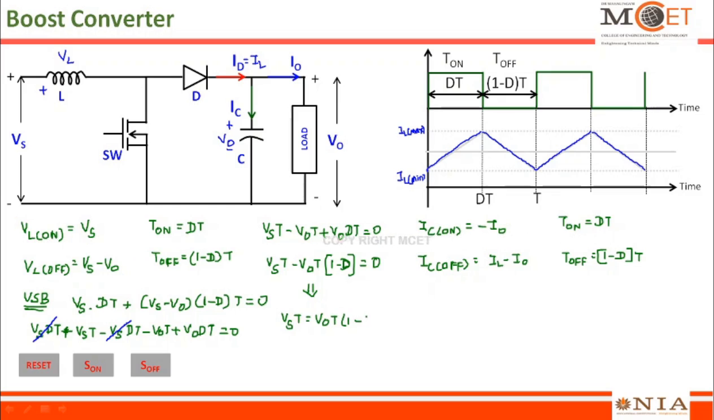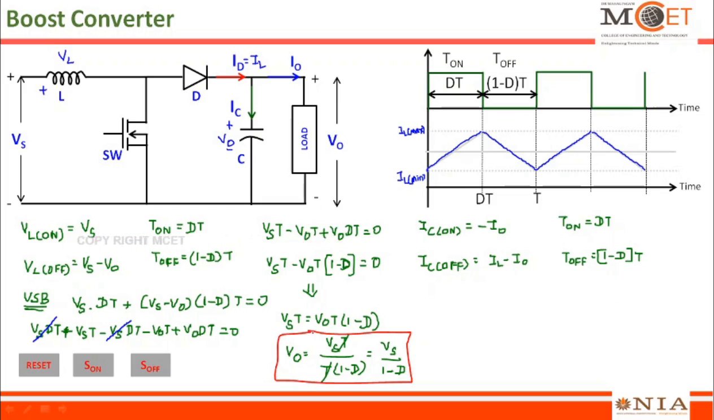So further simplification of this, Vs into T is equal to V0 into T into (1 minus the duty cycle D), and I can write V naught is equal to Vs into T whole divided by T into (1 minus D). So this T and this T will get cancelled out and it is left out with Vs divided by 1 minus D. So this is the expression for the output voltage of a boost converter with respect to its input voltage and its duty cycle D.